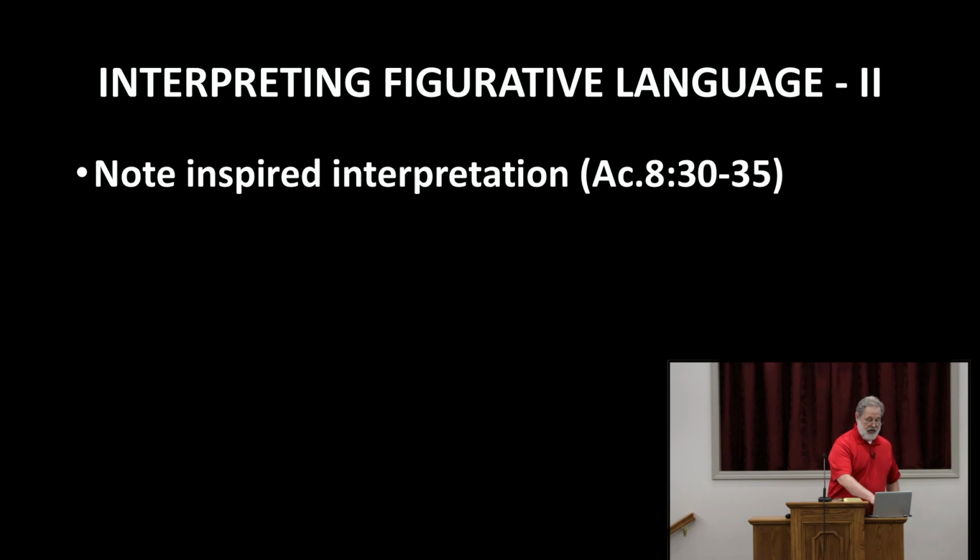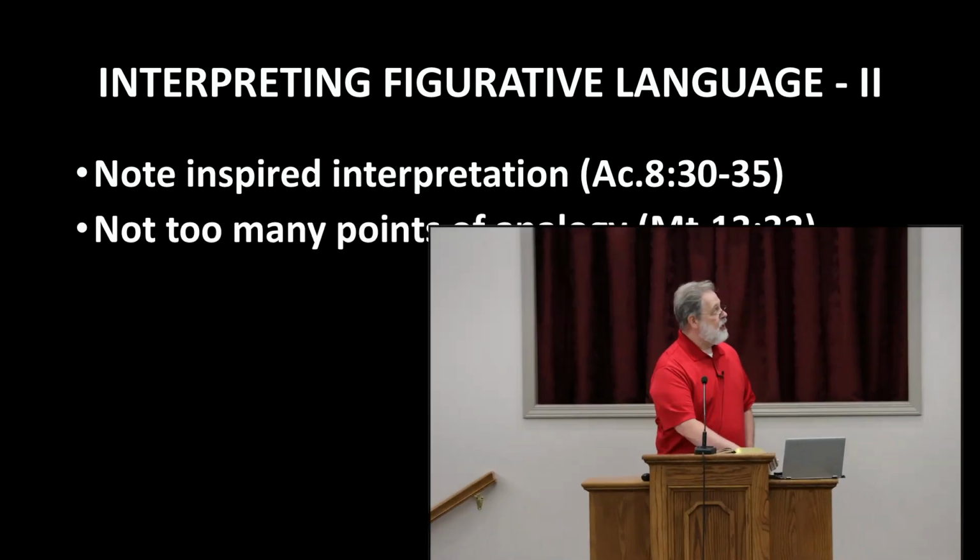Another thing when you're trying to interpret figurative language is don't look for too many points of analogy. Sometimes we get bogged down in details, especially on parables. We ask, what does this mean? What does that mean? Usually a parable is designed to teach one specific truth, and other things are side points and most of the time not that relevant to the overall message. So we get bogged down sometimes in all the details instead of trying to see the main point.